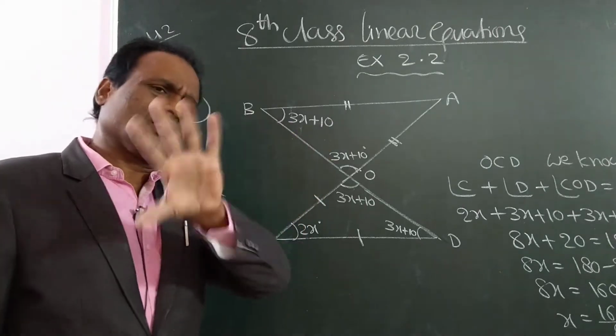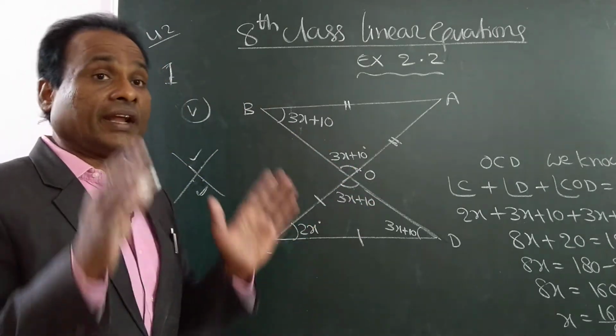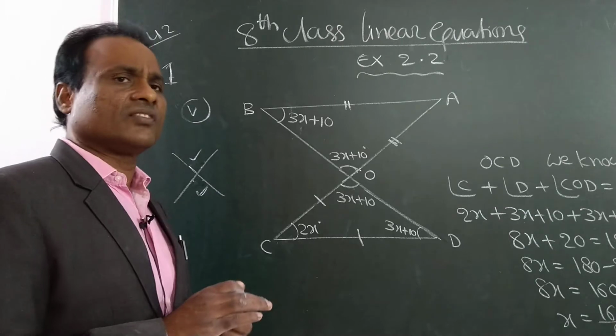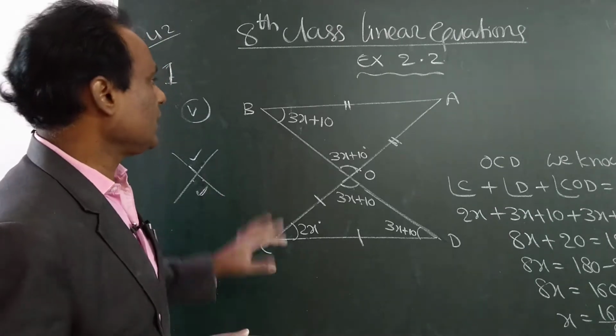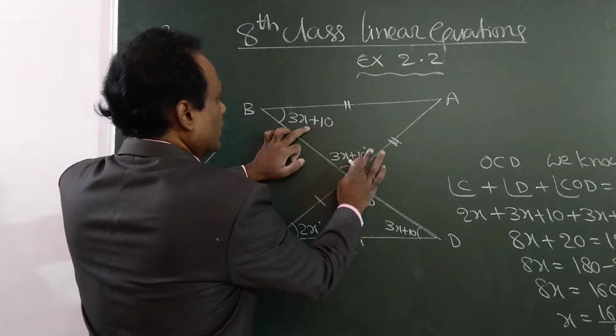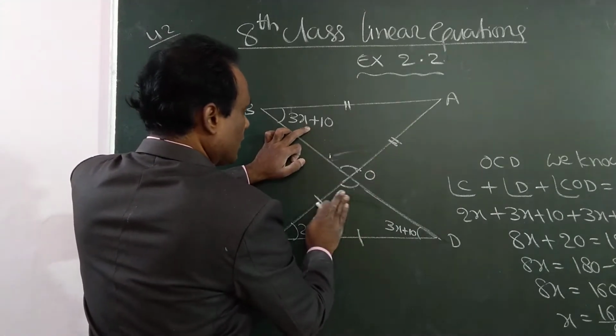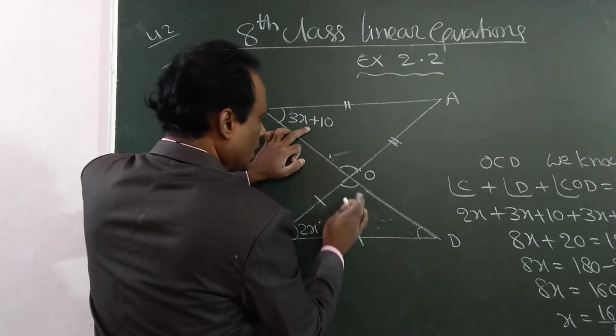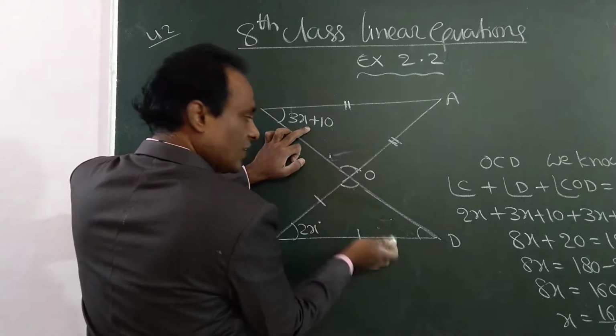Actually, this whole exercise is difficult. Many problems are given and it is a somewhat difficult exercise, so you have to practice it. See here, I will explain. First, only 3x plus 10 is given. This is not given. This is not given. How I got these two angles, I will explain.